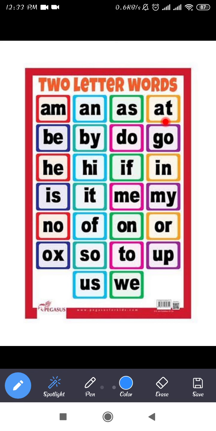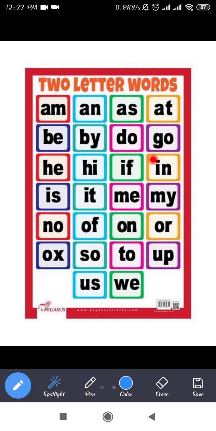Okay. Next. B-E. Be. B-Y. So now here it's E, so you will read it be. Here it's Y, so you will read it by. Okay. B-Y, by. Then next, D-O. D O ko aap kaise pronounce karoge? D-O, do. Sound of D and then O. Okay, next G-O. So sound of the letter G first, and then O. G-O, go.